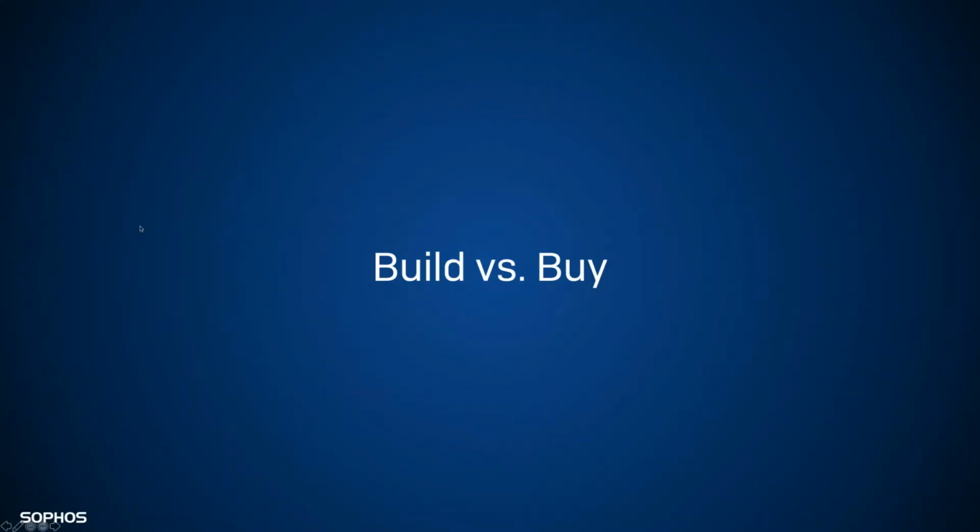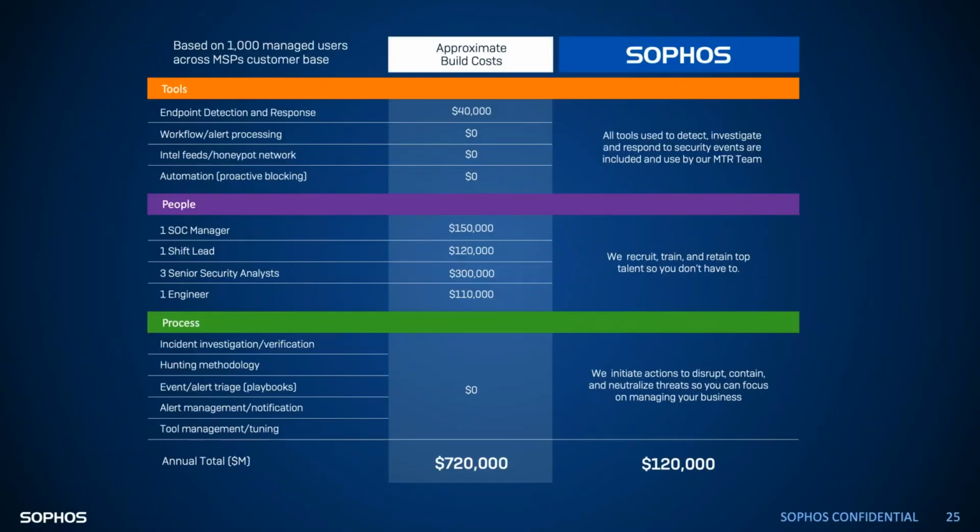All right, so getting into build versus buy, this is where the conversation can go for many organizations. Maybe we want to have this capability internally, or maybe we want to outsource it. So Scott's going to talk through how we map this together, the things that you need relative to their costs. Yeah, and so we had a prior example that showed a 1,000 user organization.